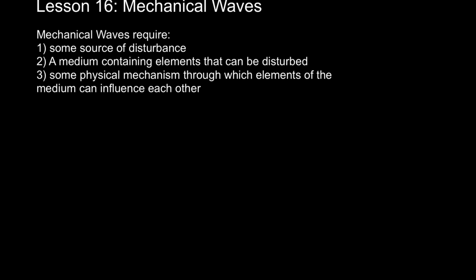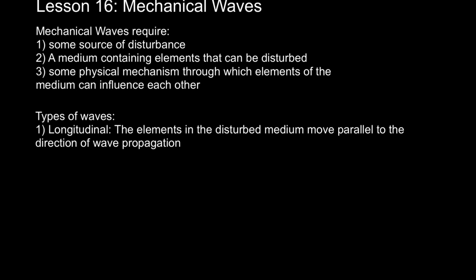So mechanical waves require three things. Those three things are a source of disturbance, some medium containing elements that can be disturbed. So the key here is that mechanical waves require a medium to be transferred. And then there has to be some physical mechanism by which the elements of the medium can influence each other.